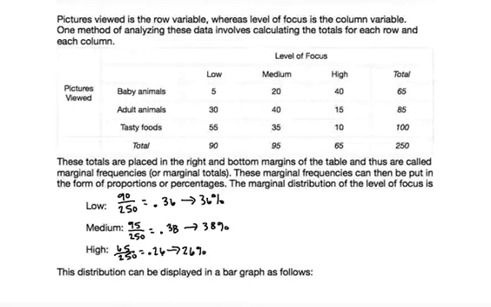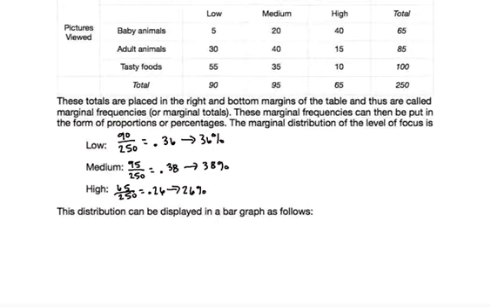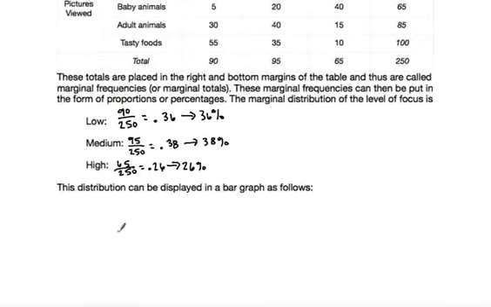We can also display this distribution in a bar graph. And so if we were doing a bar graph, we would make our y-axis and our x-axis. Remember that you need to always label. So this would be level of focus across the bottom. And these would be your categories, so your low, your medium, and your high.